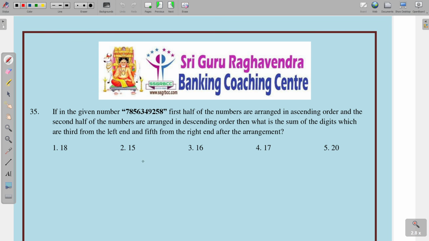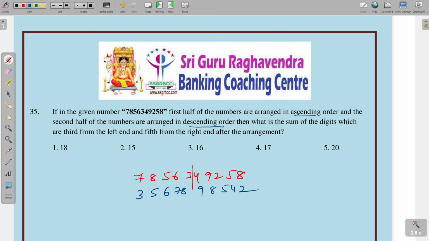Next, in the given number, so 7 8 5 6 3 4 9 2 5 8. First half of the numbers are arranged ascending order. So see 2 4 6 8 10. So it means first to 5. So first to 5 are arranged ascending order and second half are arranged descending order. So see ascending order in the sense, so 3 5 6 7 8. Coming to this one, descending order 9 8 5 4 2.